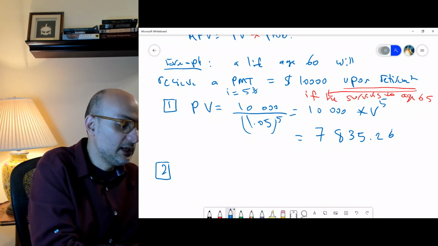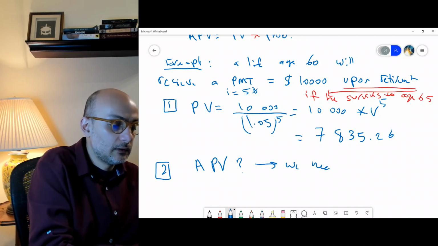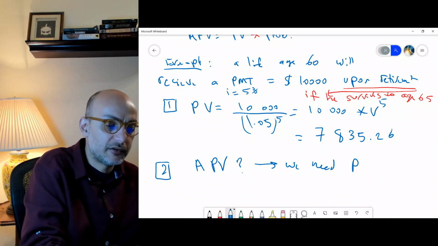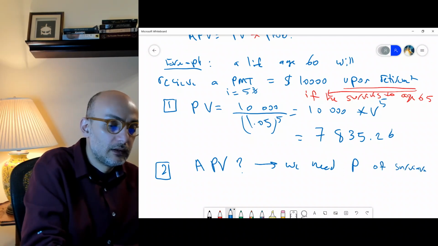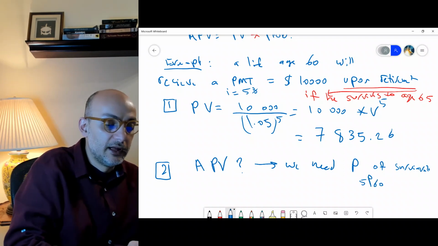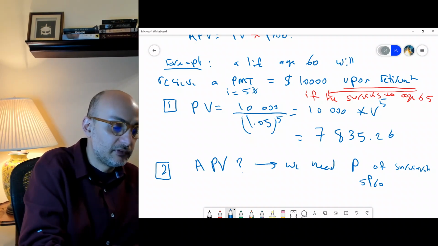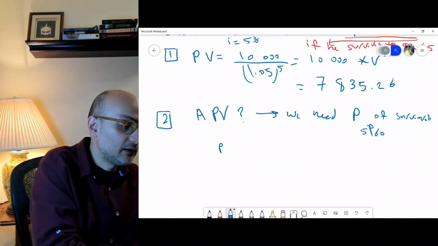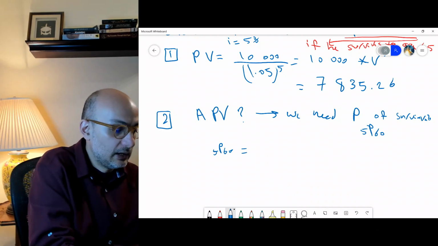So we need to compute the actuarial present value. We need a probability, and there can be different probabilities, but for our question of surviving, in actuarial math it's the 5p60, where an individual age 60 survives 5 years, and this is a small p, survival to age 65. Let's say it's given to us as 0.9.